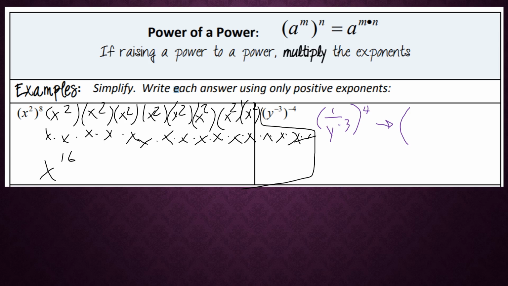So that would become y to the 3rd to the 4th, and then 3 times 4 is 12, so y to the 12th. So we ended up having to flip it twice there, and we're going to see a few more examples of that in the second section here. And the other reason is, if you look, well, what's negative 3 times negative 4? That gives you a positive 12.